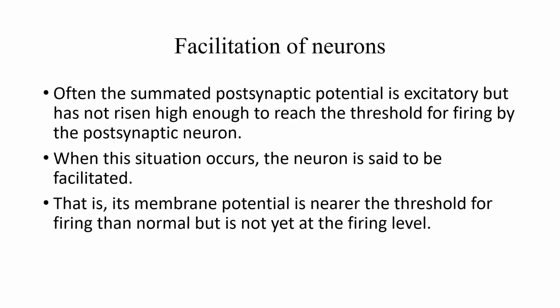Now, excitatory postsynaptic potentials can be affecting the neuron but not enough to reach a threshold. Therefore, there is no action potential, but this neuron is nearer to reaching it. It's facilitated to receive other excitatory signals, so it may reach the threshold. That's why we call this process facilitation of a neuron, in which the summation of the postsynaptic potentials is excitatory but not yet enough to reach a threshold.